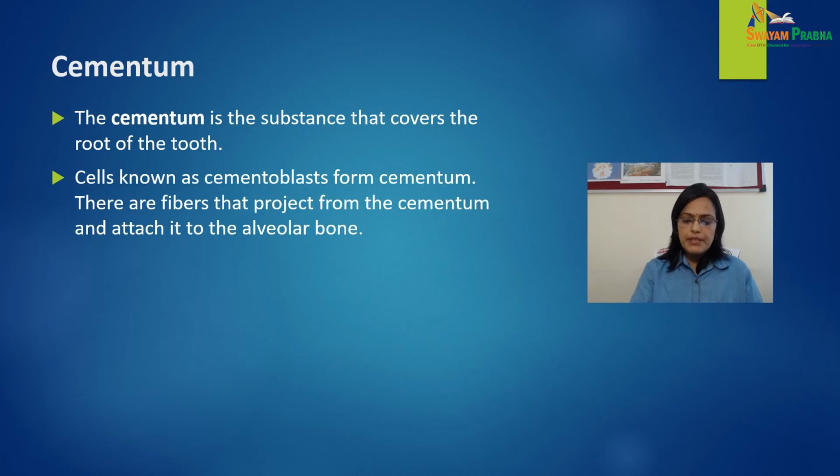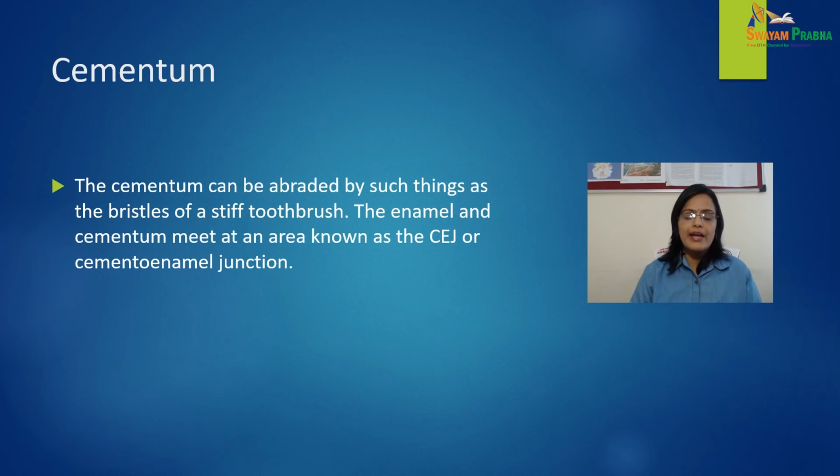Cementum can be abraded by things such as the bristles of a stiff toothbrush. Also, if the cementum becomes exposed to the oral cavity through gingival recession, the surface can become very sensitive to temperature change in the mouth, and then we feel hot and cold sensations. The enamel and the cementum meet at an area known as the CEJ, or cementoenamel junction.